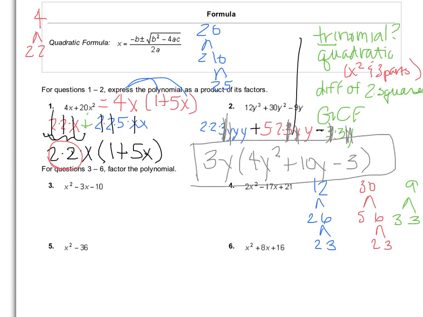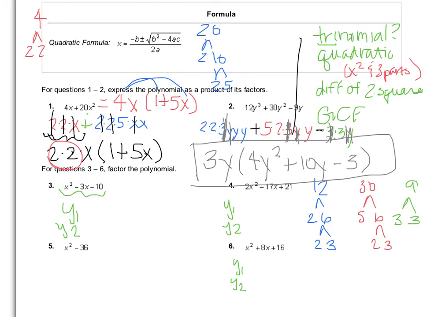Okay. All right, 3. This one's going to be a trinomial, a quadratic, where you're going to do y1 and y2. 4 is the same thing. 6 is the same thing. 5 is a little bit different. 5, we don't have 3 parts.